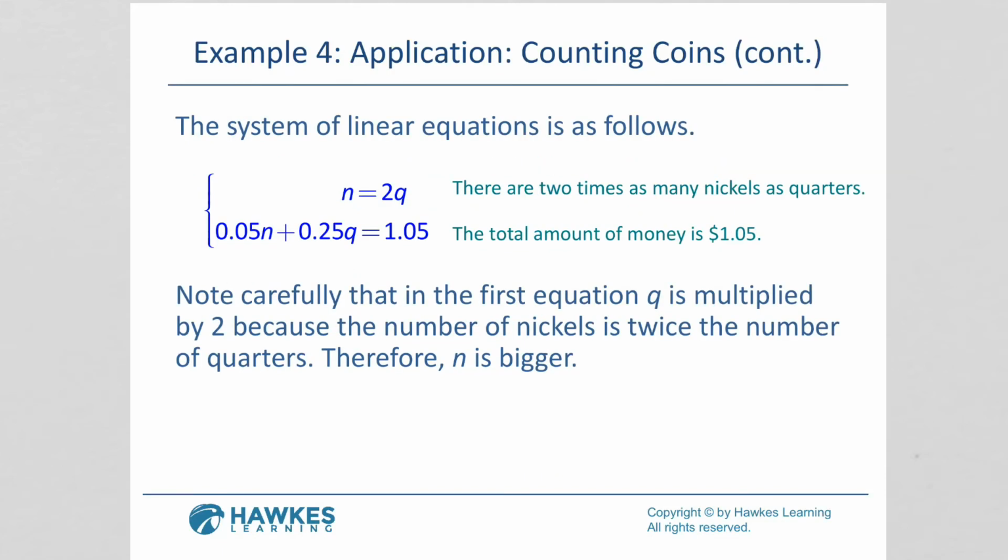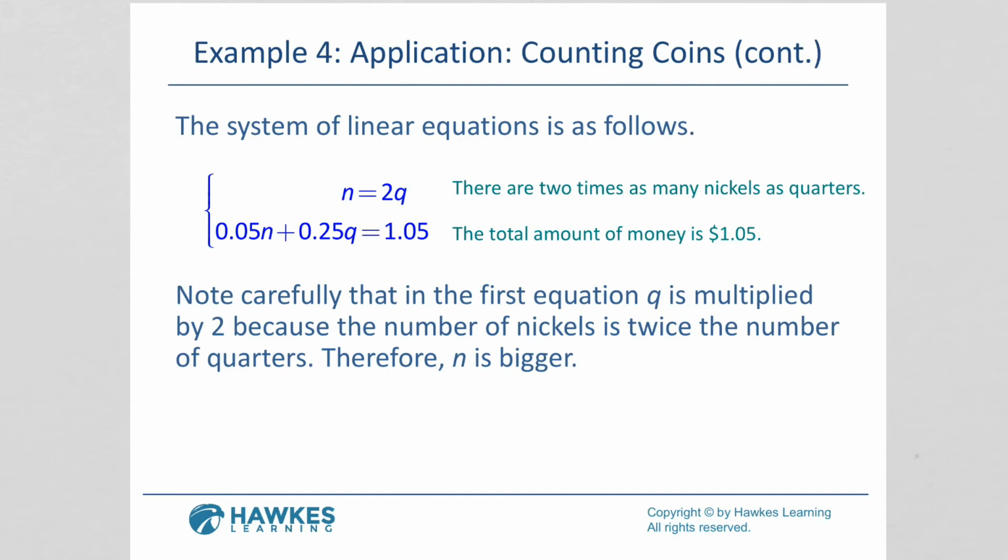The system of linear equations are going to be the following. The easiest one to see right off the bat usually is actually the second one. So if I take 0.05 N plus 0.25 Q, that gives me my total dollar amount of $1.05. This equation is based off of the statement, there are 2 times as many nickels as quarters. So our nickels is equal to 2 times the number of quarters. So it seems backwards, but you just have to understand that you have more nickels than you do quarters. So if you were to plug numbers in and try it, you see that N is equal to 2 times the number of quarters.